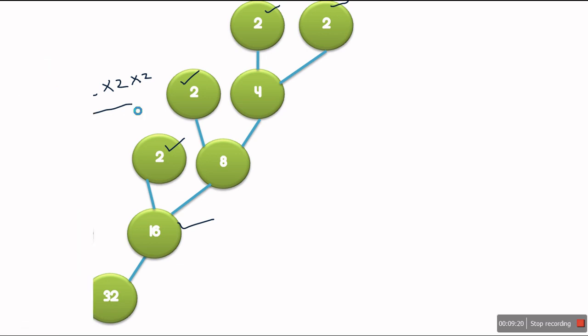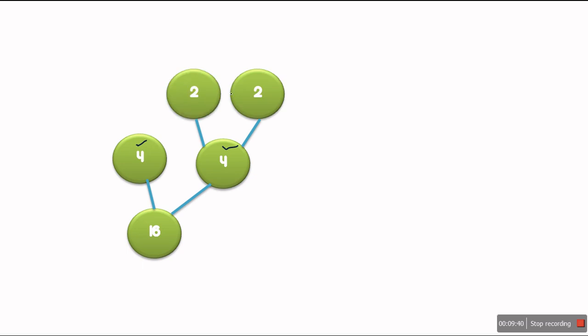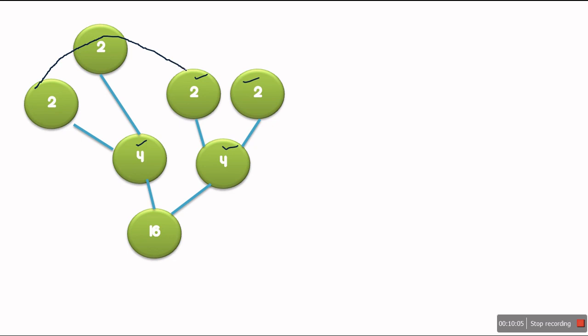Let us move further. For example, 16. 4 times 4 is 16. Another way could be 8 times 2 is 16. Now neither this 4 is prime nor this 4 is prime, so both branches will grow. 2 times 2 is 4. Both are prime, so the branch will terminate here. Now this 4, 2 times 2 is 4. So 16 can be written as a product of 2 times 2 is 4, times 2 is 8, times 2 is 16. 4 times 2.